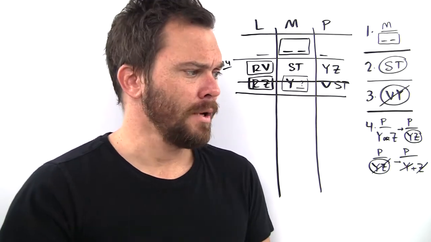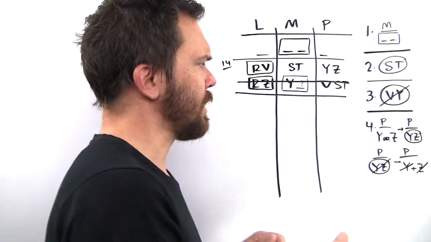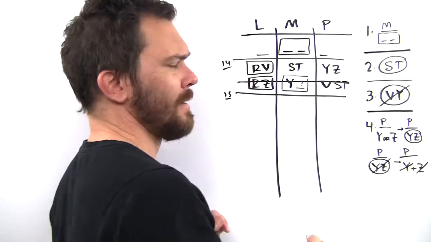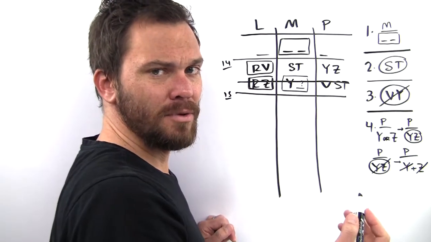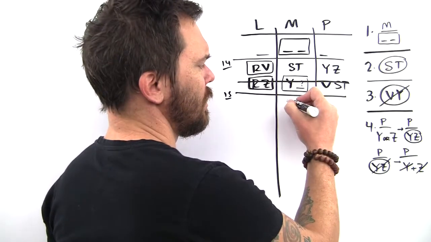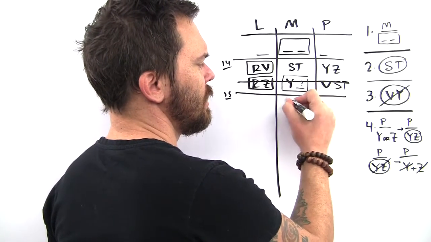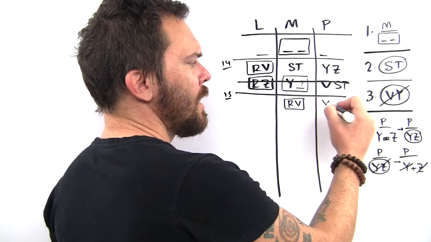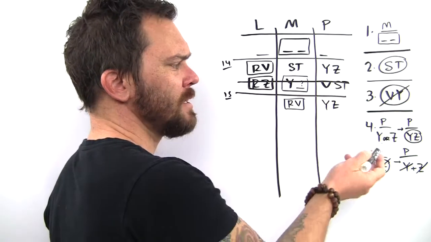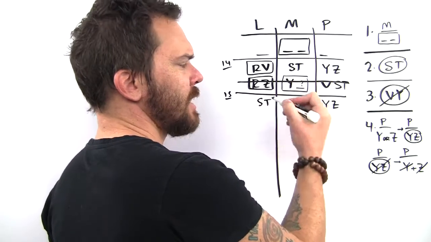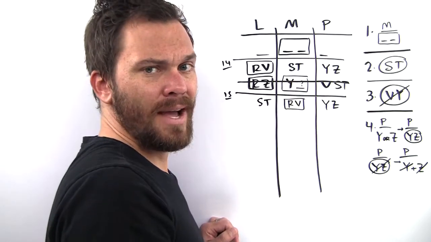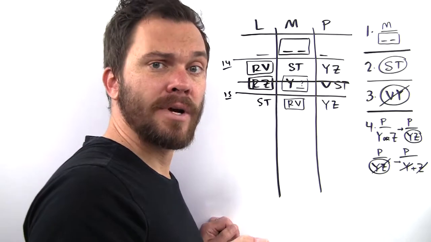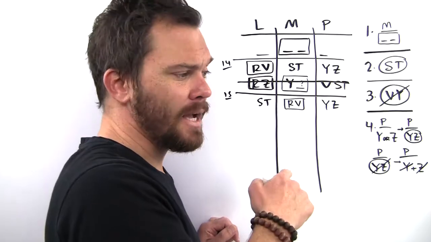And then we can do exactly the same thing with question 15. What could be true? R and V are both in markets. Again, not the most efficient means of doing things, but it's going to work. R and V in markets. Well, we could do Y and Z in pricing, and we could do S and T in labor, and yeah, that works. And we know A has to be the answer.